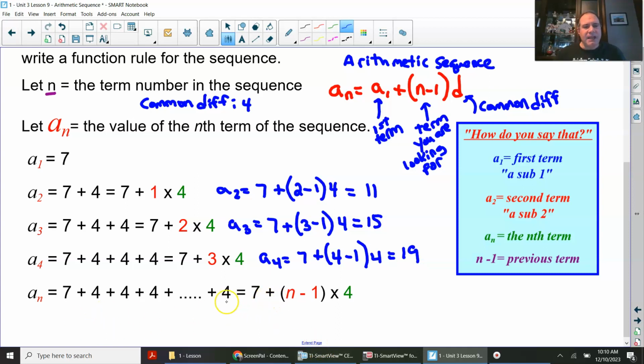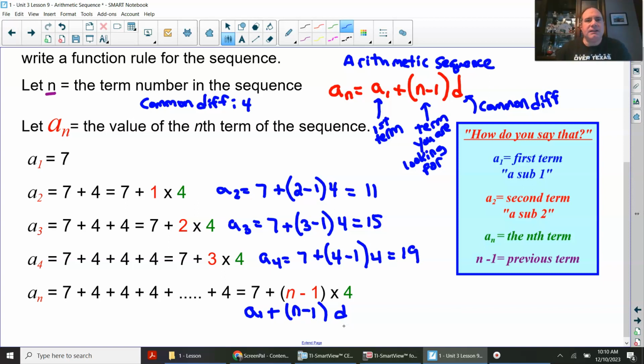All right, a sub n, this is the first term here. This is your a sub n. This is the first term, so you're going to put this is a sub 1. This is the formula right here, plus n minus 1 times the common difference. And that's the formula. That's the arithmetic sequence.